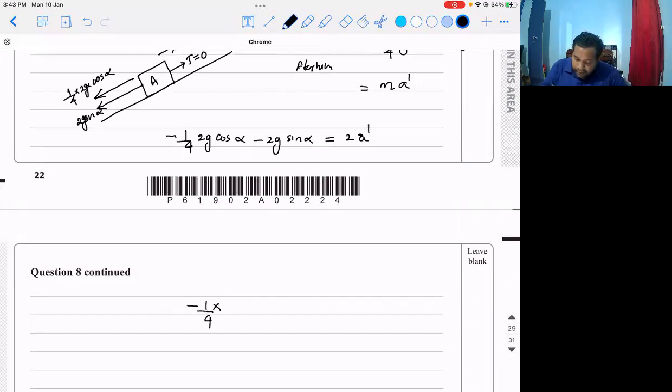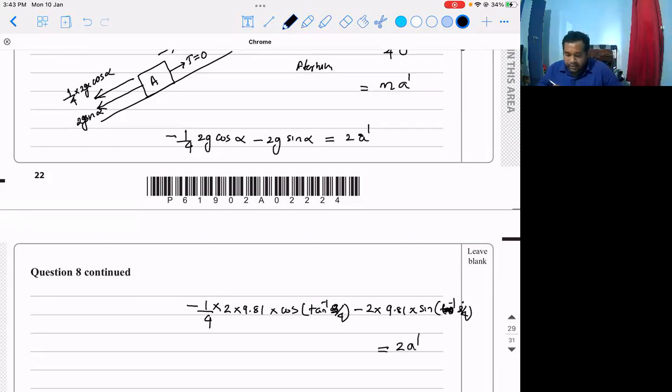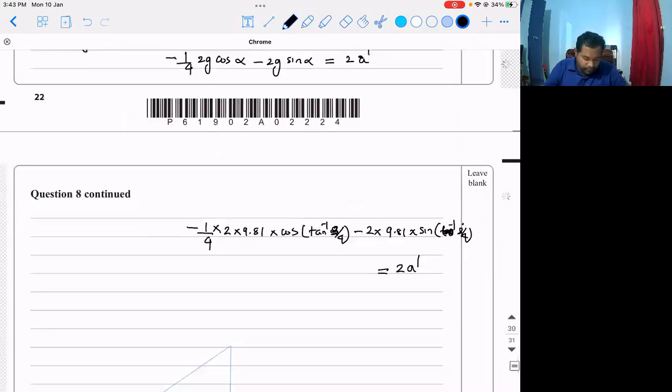Multiplied by 9.81 multiplied by cos of, because alpha is tan inverse 3/4, right? Minus 2 times 9.81 times sine of tan inverse 3/4 is equal to 2 times acceleration. So please calculate that value. So please plug these values. You'll get the answer.